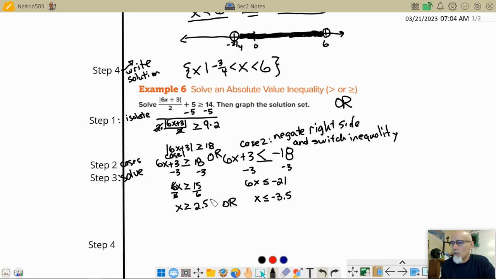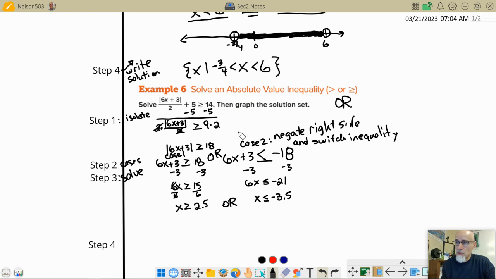So what do we got going on? We got all numbers that are bigger than 2.5. We got all numbers that are less than negative 3.5. Let's think about that. If the word was "and" in here, there are no numbers in common that are greater than 2.5 and at the same time less than negative 3.5. So we'd have no solution here.